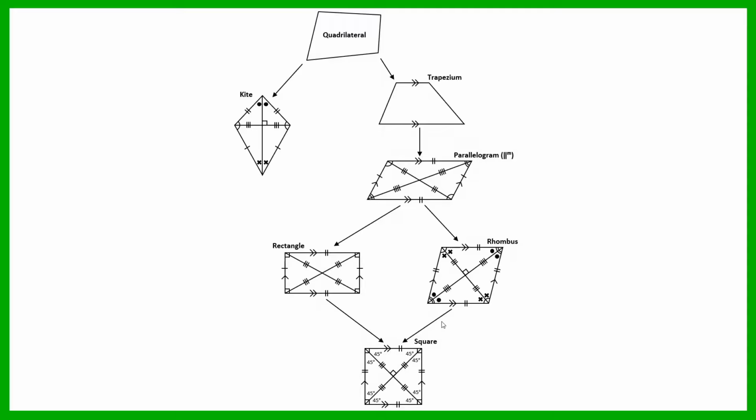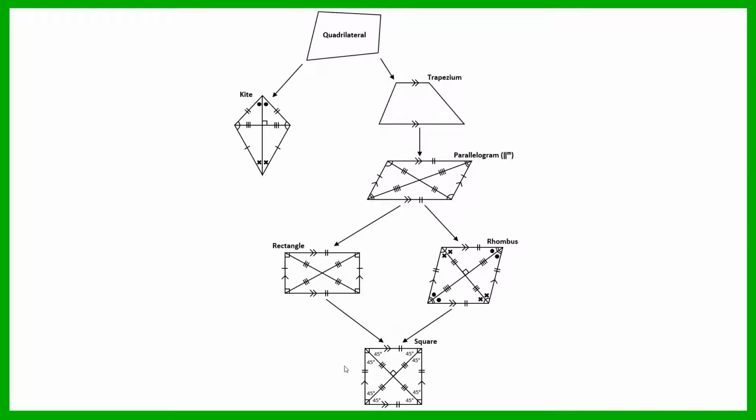But these are special kinds of parallelograms. A rectangle is a parallelogram with right angles, a rhombus is a parallelogram with adjacent sides equal, and a square is a parallelogram with right angles, which makes it a rectangle, and adjacent sides equal, which makes it a rhombus.